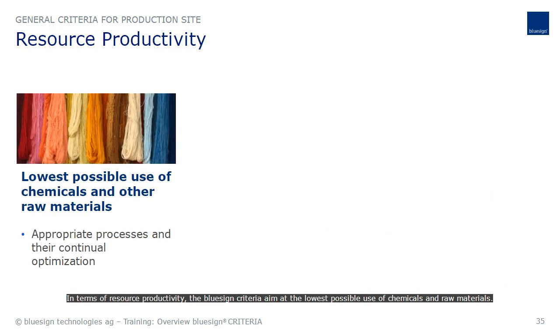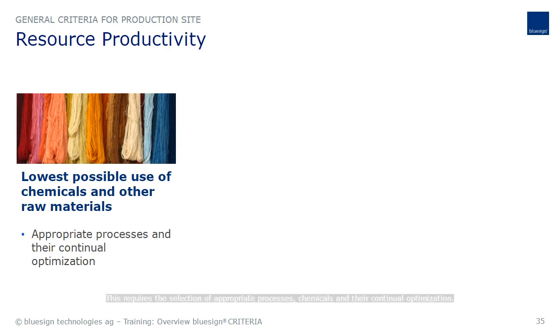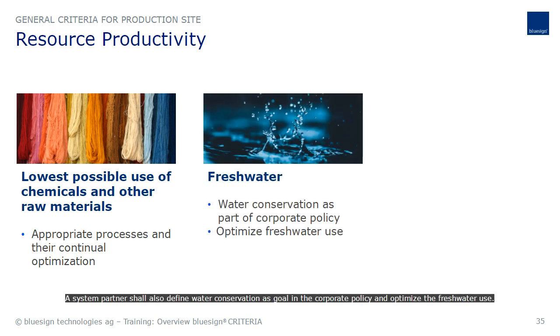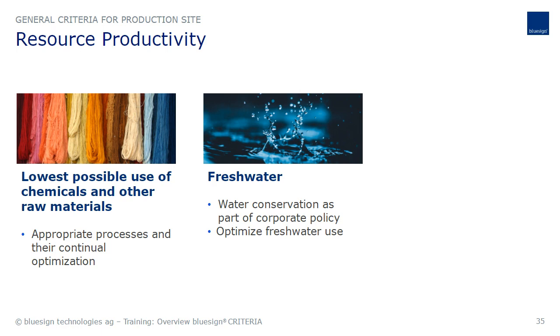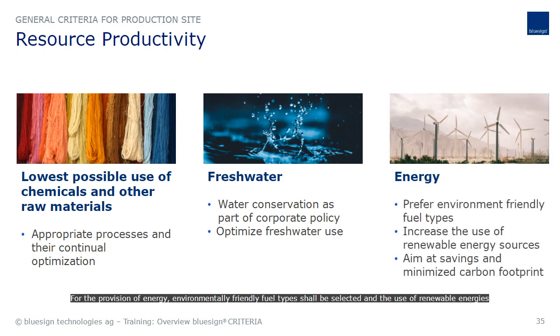In terms of resource productivity, the Bluesign criteria aim at the lowest possible use of chemicals and raw materials. This requires the selection of appropriate processes, chemicals and their continual optimization. A system partner shall also define water conservation as goal in the corporate policy and optimize the freshwater use. For the provision of energy, environmentally friendly fuel types shall be selected and the use of renewable energies shall be increased in order to minimize carbon emissions and reduce the footprint.